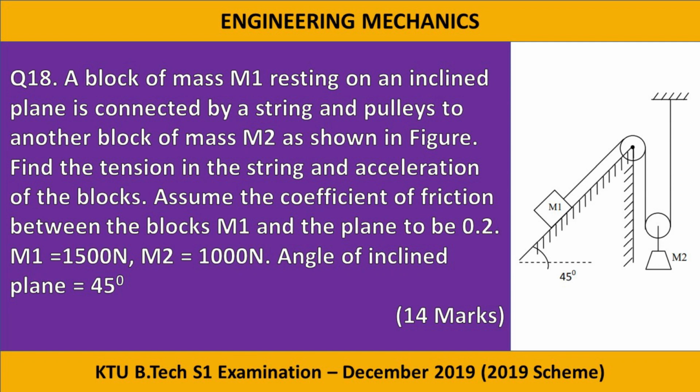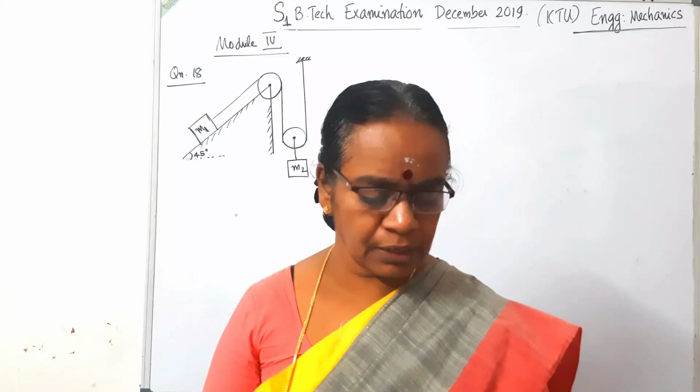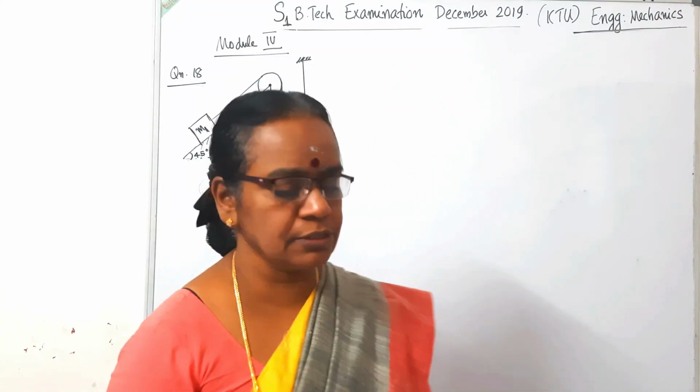A block of mass m1 resting on an inclined plane is connected by a string and pulleys to another block of mass m2 as shown in figure. Find the tension in the string and acceleration of the blocks. Assume coefficient of friction between the block m1 and the plane to be 0.2. m1 1500 Newton and m2 1000 Newton. Angle of the inclined plane 45 degree. So this is a very direct question.